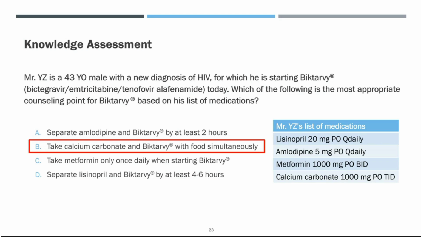Yeah, he's already on metformin. So that's why C is not it. Yeah. So here, whenever I see patients on an INSTI with any type of metal cations, the first thing I always think about is the chelation issues. And I always make sure to have them take their HIV regimen appropriately, either to space them out from their cations or have them taken with food simultaneously if it is calcium.